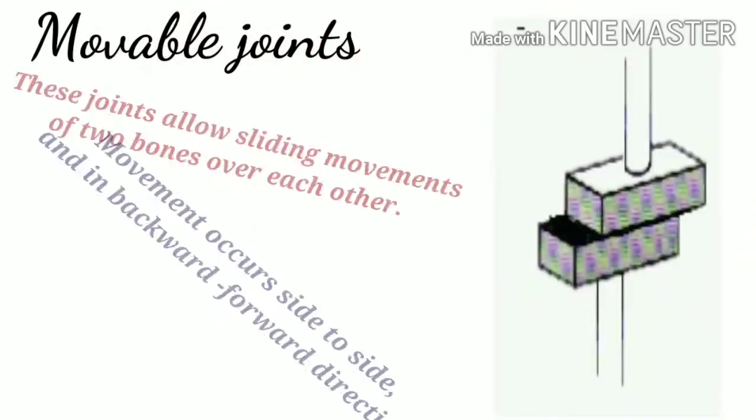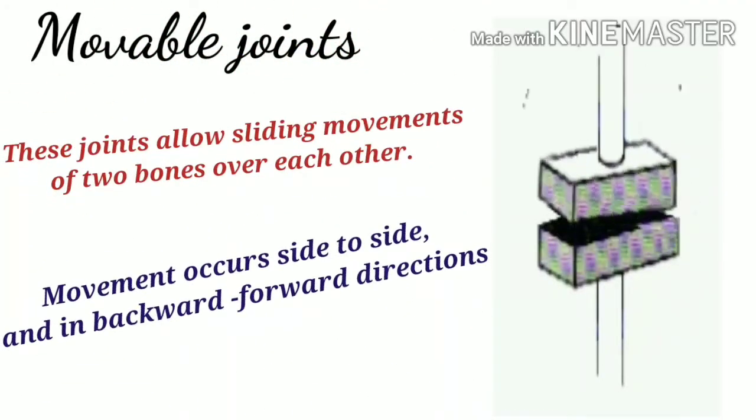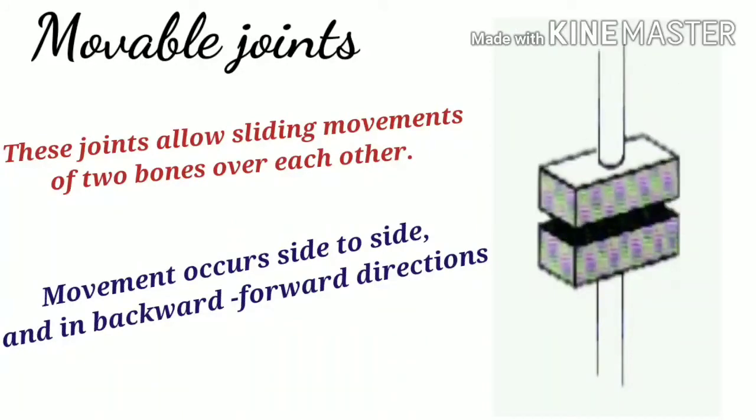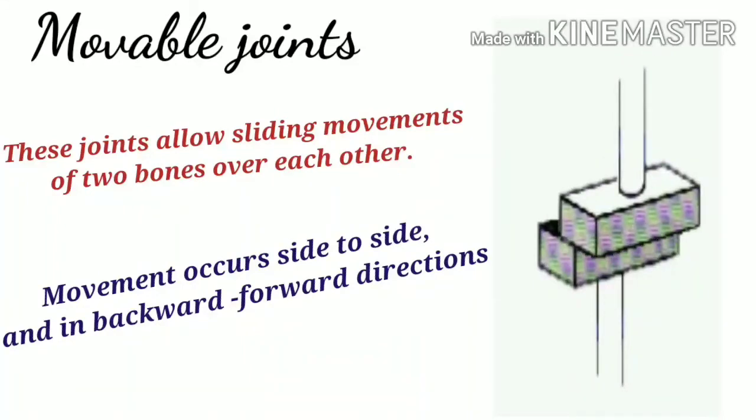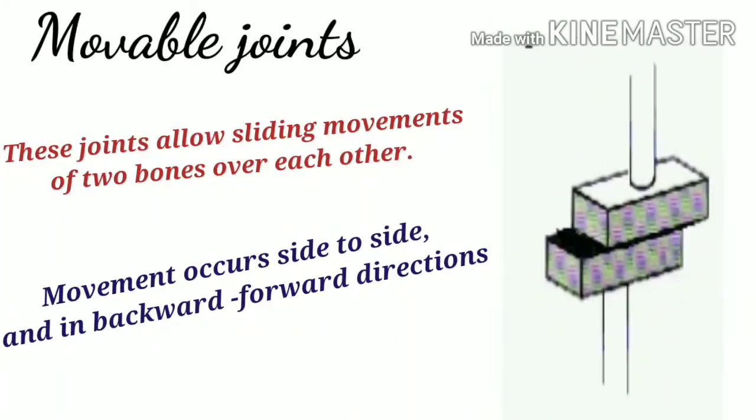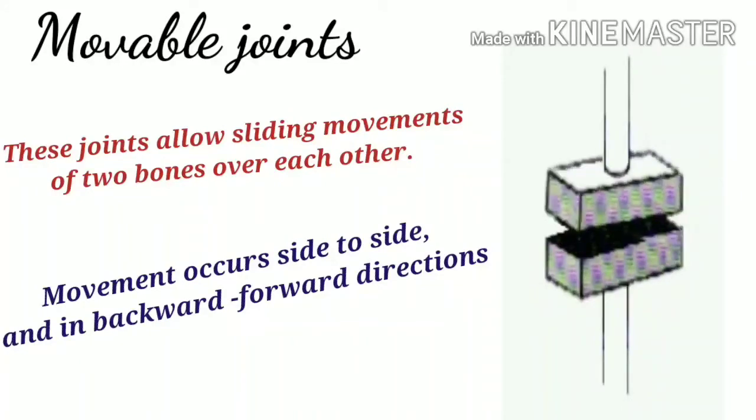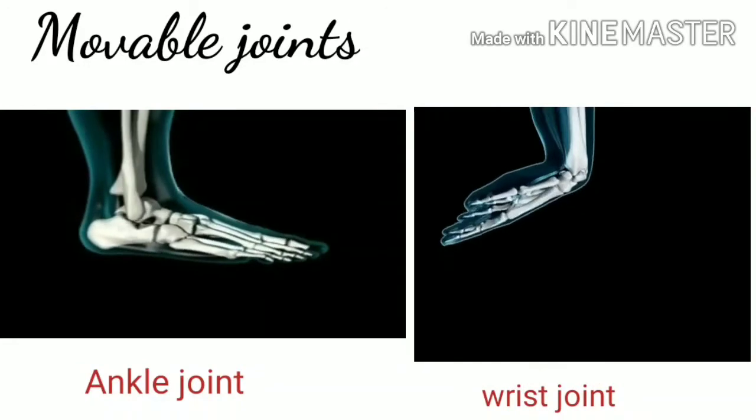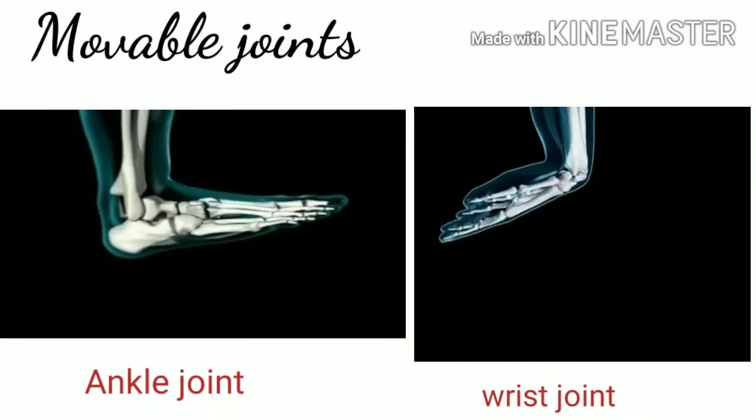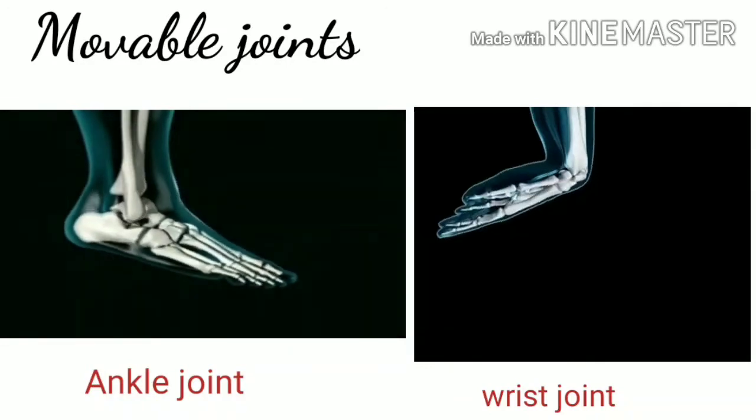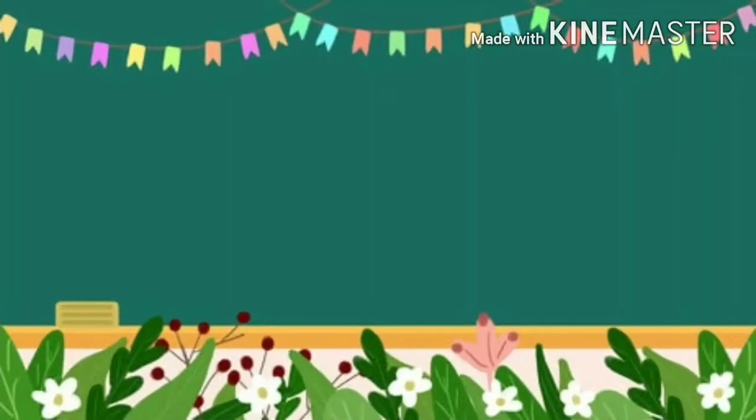Last type of freely movable joint is gliding joint. This joint allows sliding movement of two bones over each other. The movement occurs side to side as well as in backward and forward directions. Examples of gliding joint are ankle joint and wrist joint. See their movement, how the bones of these joints move.